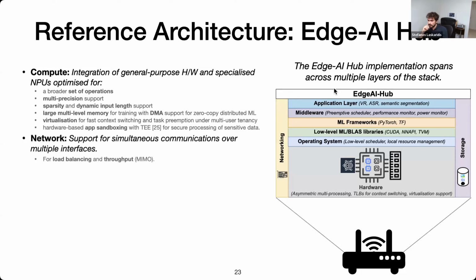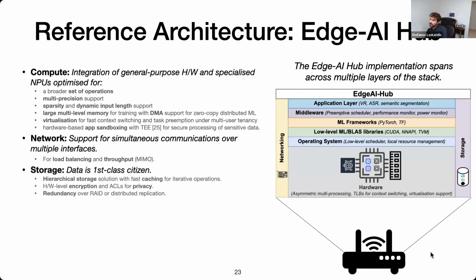In terms of network, as I said before, we need to have multi-channel communications for load balancing and for increased throughput through MIMO, which is effectively a requirement for several distributed use cases. Next, as data are the first class citizen in machine learning, we continue to need hierarchical solutions with fast caching potential, along with implementing access control lists for privacy and permissions management.